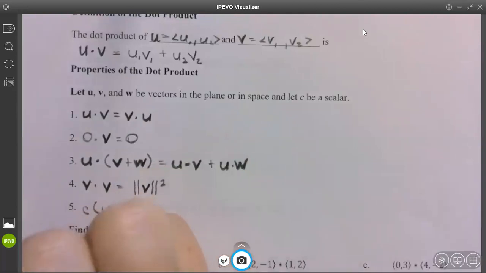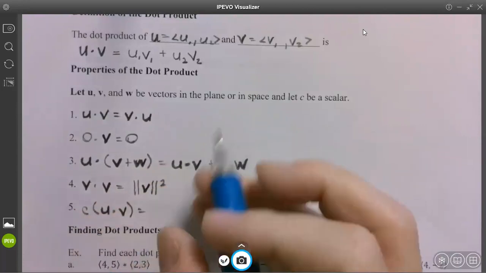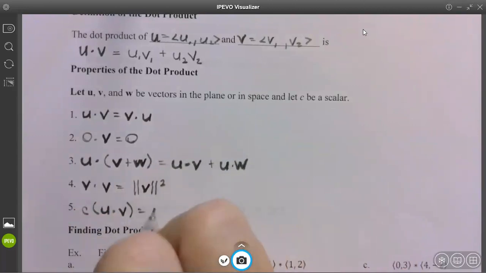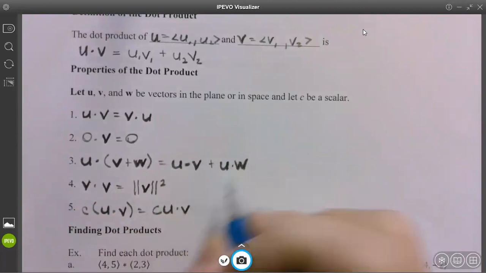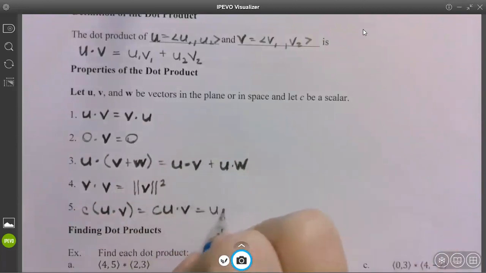And then C times (U times V) is equal to CU times V, or U times CV.